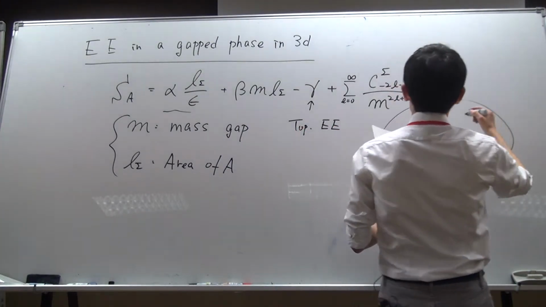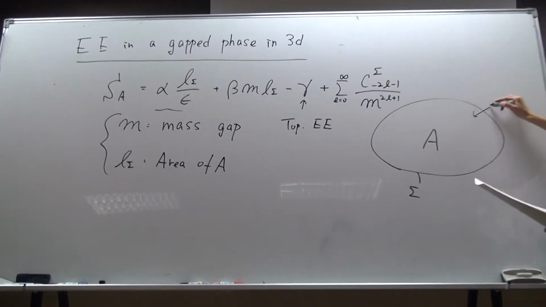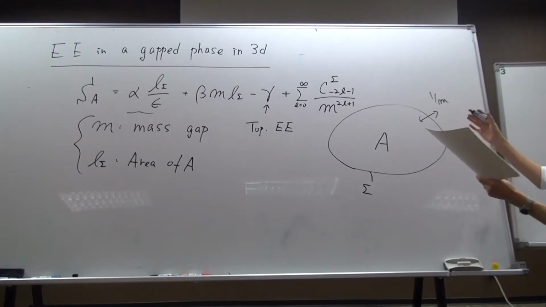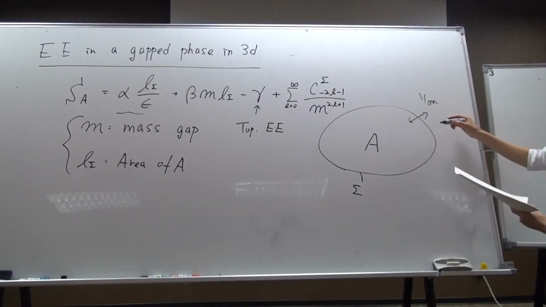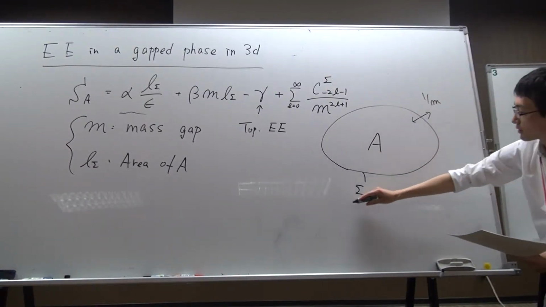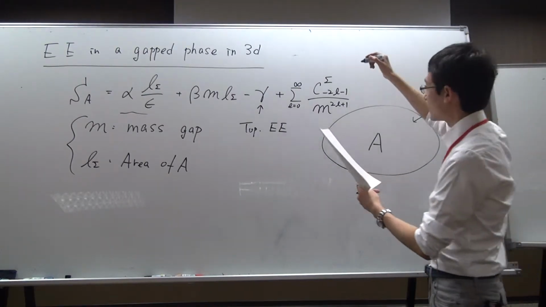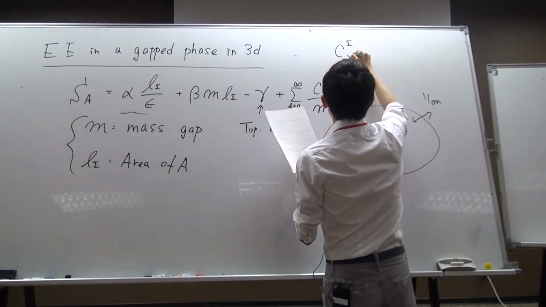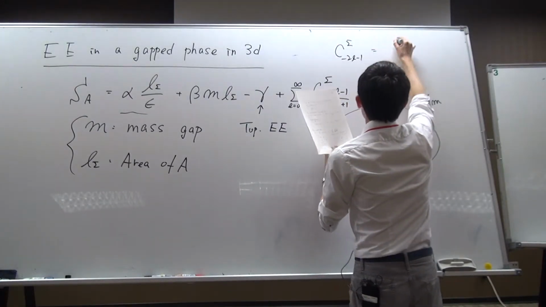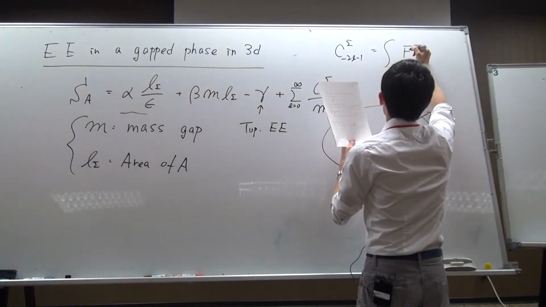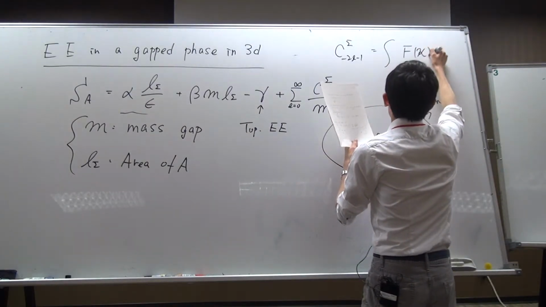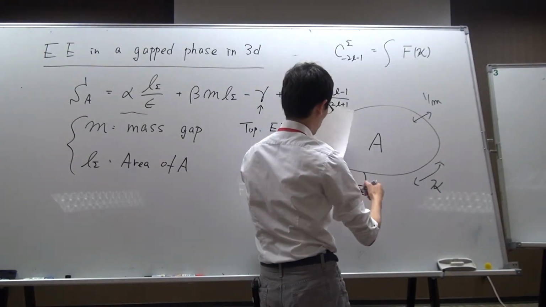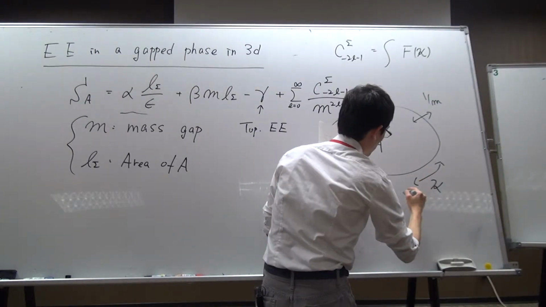Yeah. Since I assume that M is very large, the correlation length is very short. So the entanglement comes only from near the entanglement surface. So we expect that this coefficient C can be written as an integral of some function of the extrinsic curvature, where kappa is the extrinsic curvature of sigma. So this is the extrinsic curvature.